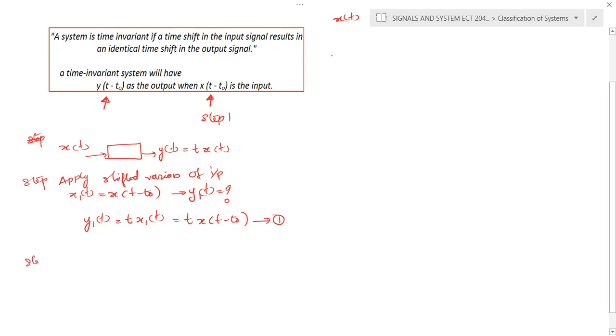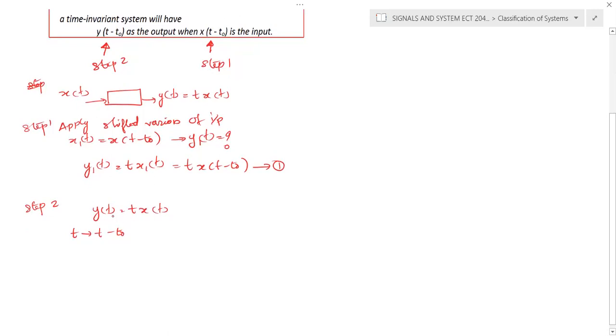Now we will directly find y of t minus t0, that is step 2, because we know the output equation. Here y of t is given by t into x of t. By using this equation, I can find the output at t minus t0 by simply replacing t with t minus t0. So that's the difference. In the first case, we apply a shifted version of the input, that is, we apply x of t minus t0 to the system.